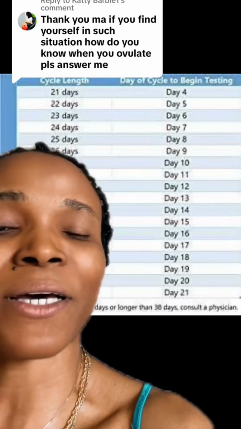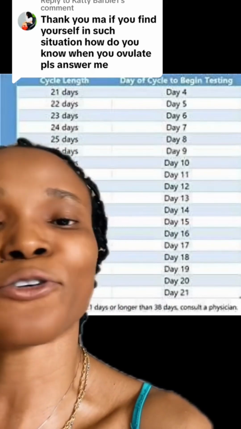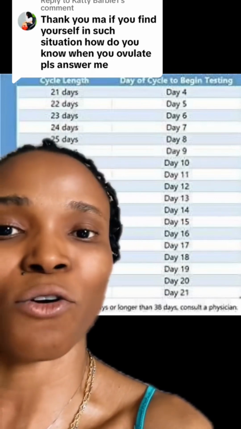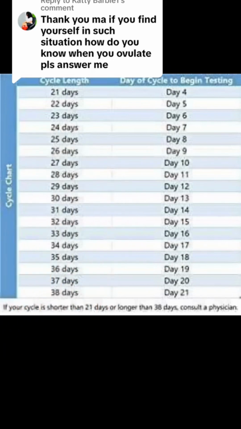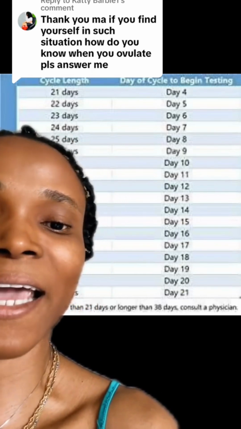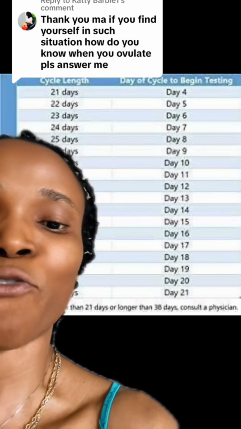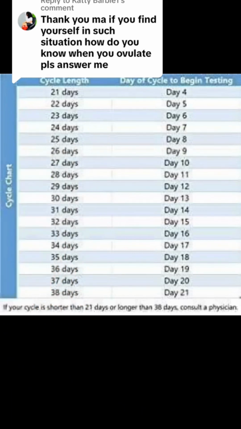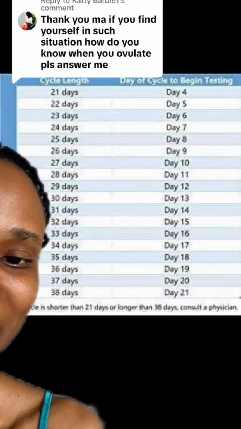Now, having said that about the day cycle, your day cycle is also called your cycle length. If you don't have an app to calculate your ovulation, you can likewise use this. This illustration here is a little bit of calculation for every woman to understand. As you can see, we have from 21 day cycle to 38 day cycle.